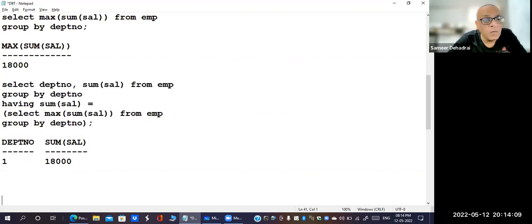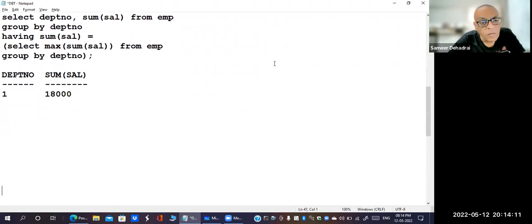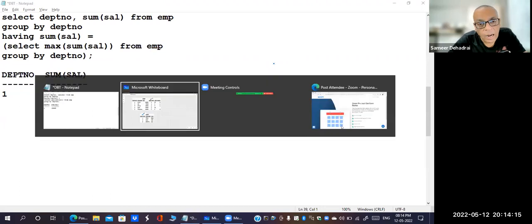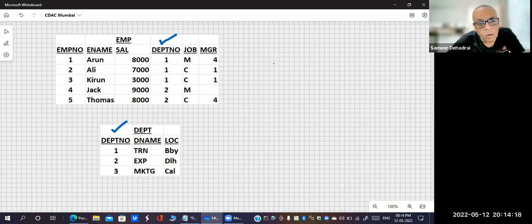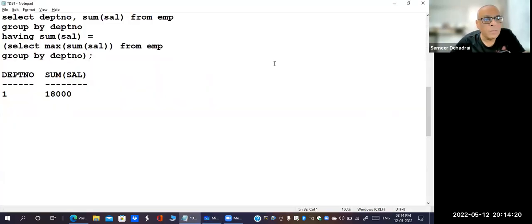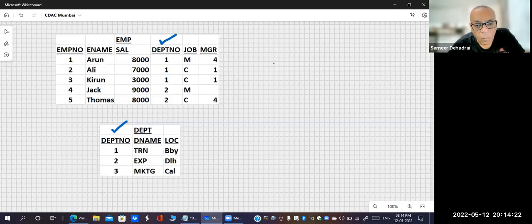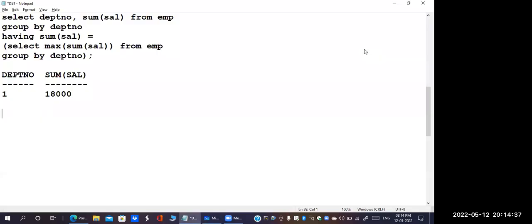One last thing I'll write over here. Now that we have found out which department is having the highest total, in my output I don't want to see the boring department number. In the output, I want to see the dname. I want to see which dname is having the highest total. How to find that out? Joins. Yes, we'll have to write a join.